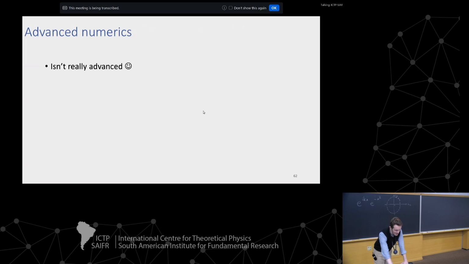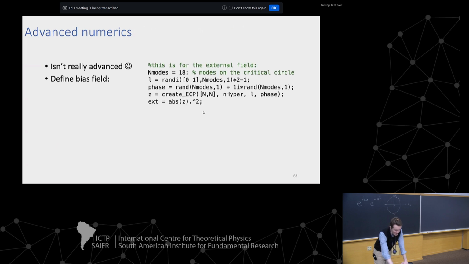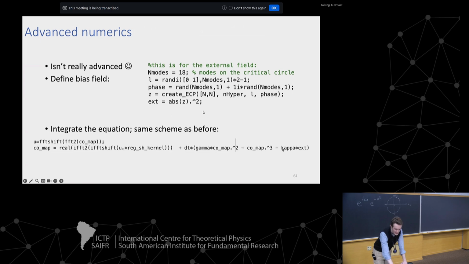Okay, so advanced numerics isn't really advanced. It's just what we did previously. The only thing is we add an additional bias term. So in our MATLAB code, we'll go to that in a couple of minutes, there is now this extra chunk where we compute an ECP, which you already know are relatively good solutions to the standard model. We compute the absolute value squared. And this becomes an additional bias term in the integration of the cytochrome oxidase field.